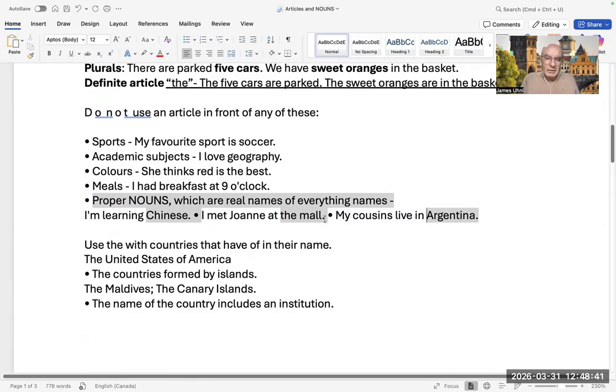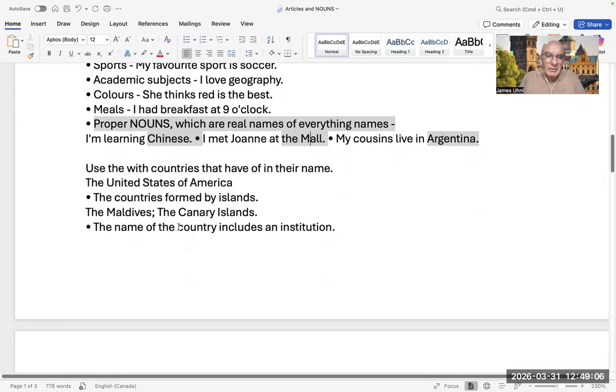I met Joanne at the mall. It's not a mistake to have mall with small letter or capital letter. I met Joanne at the mall. Which mall? Doesn't really matter. I'm learning Chinese. Chinese is a language of how many people? A lot, right? Even if it would be 1,000, it still stays as a name of everything, names.